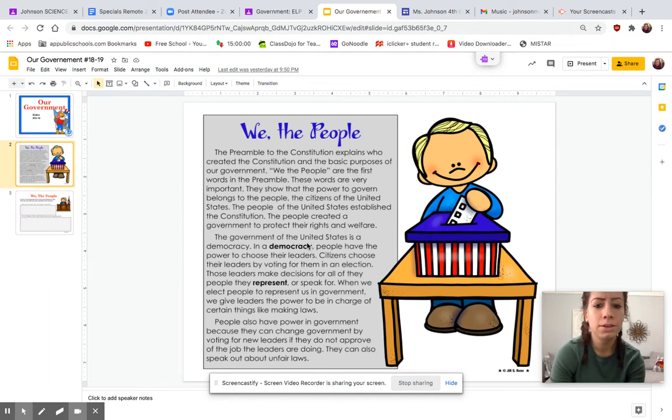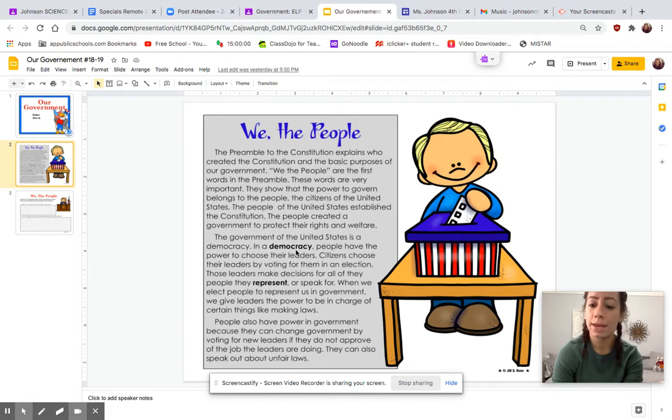The government of the United States is a democracy. In a democracy, people have the power to choose their leaders. Citizens choose their leaders by voting for them in an election. These leaders make decisions for all of the people they represent, or speak for. When we elect people to represent us in government, we give leaders the power to be in charge of certain things, like making laws. So we have this thing called a democracy.